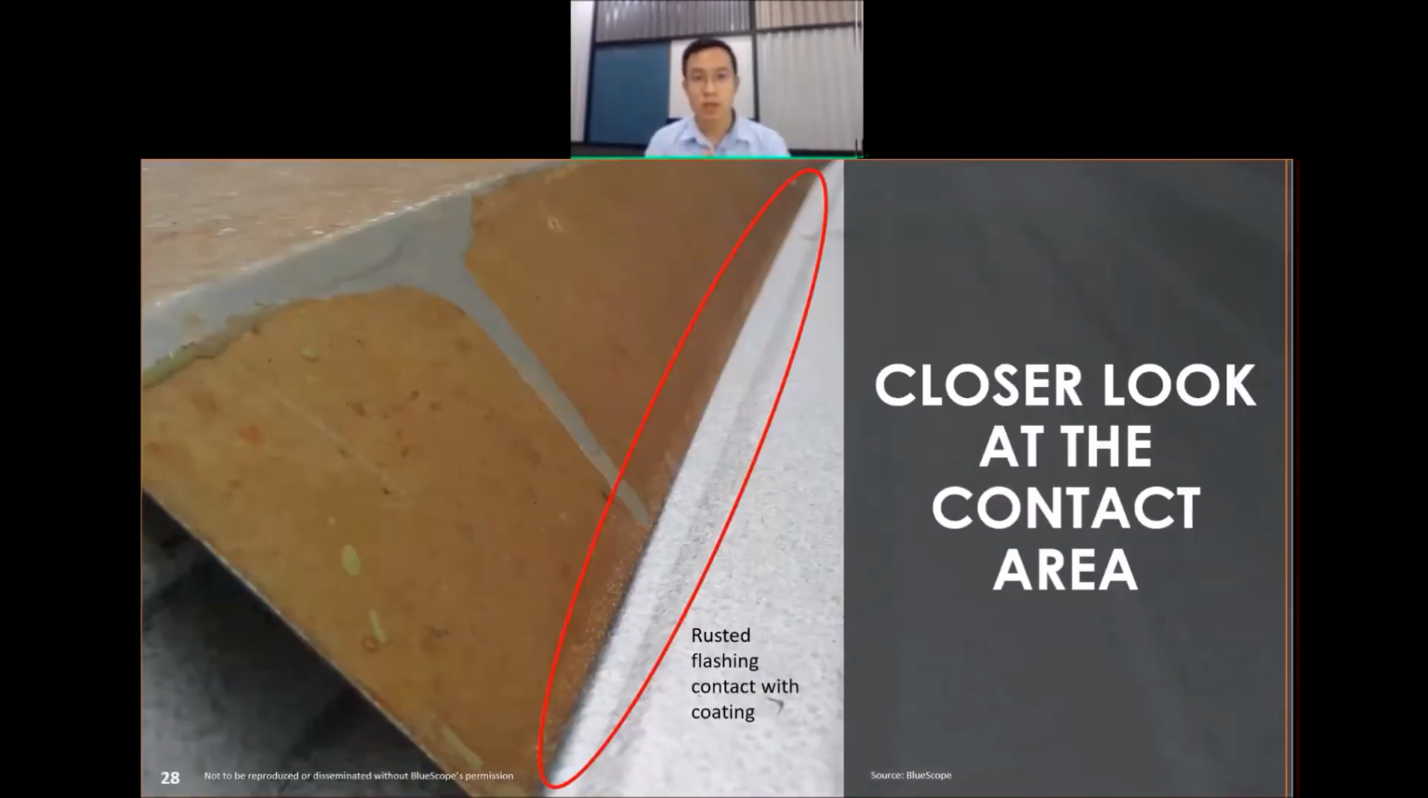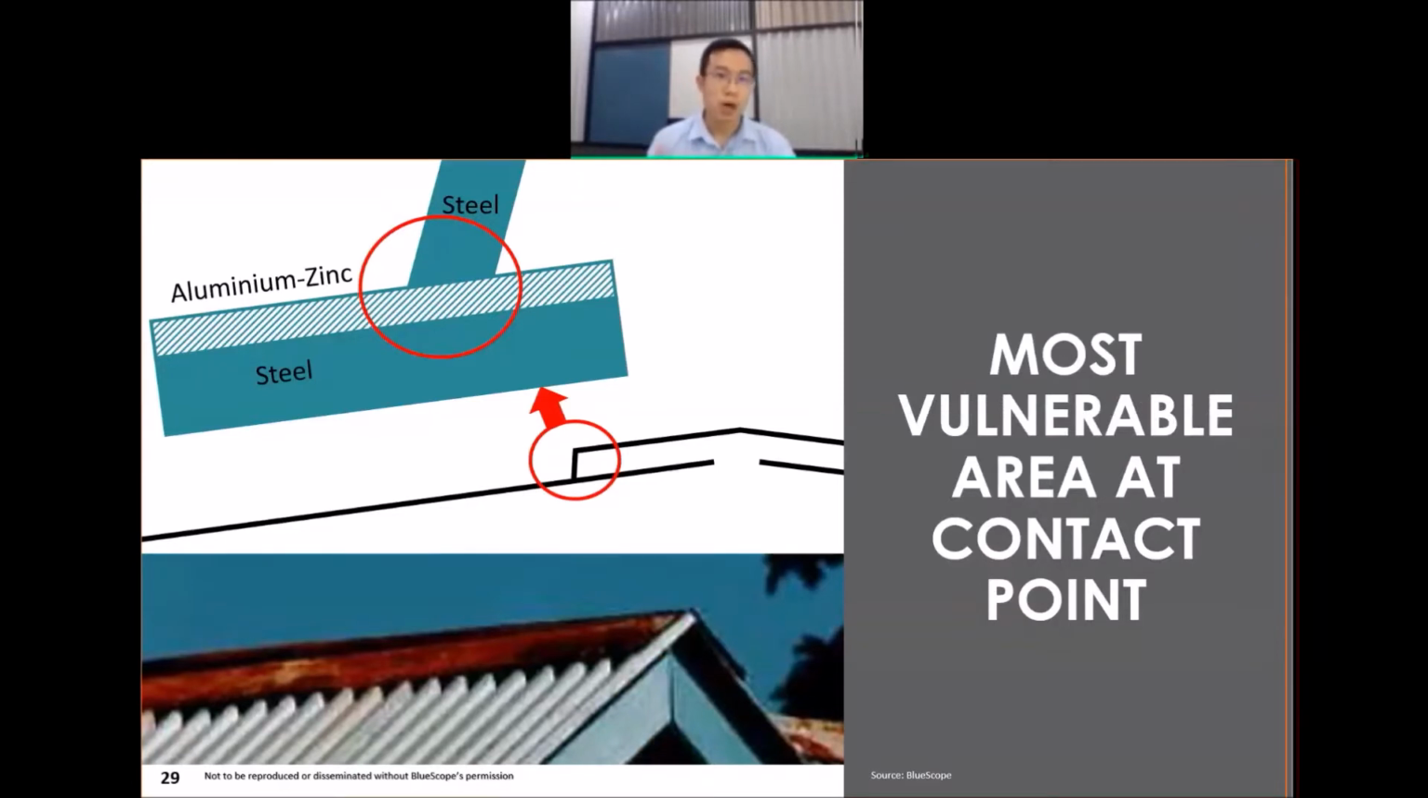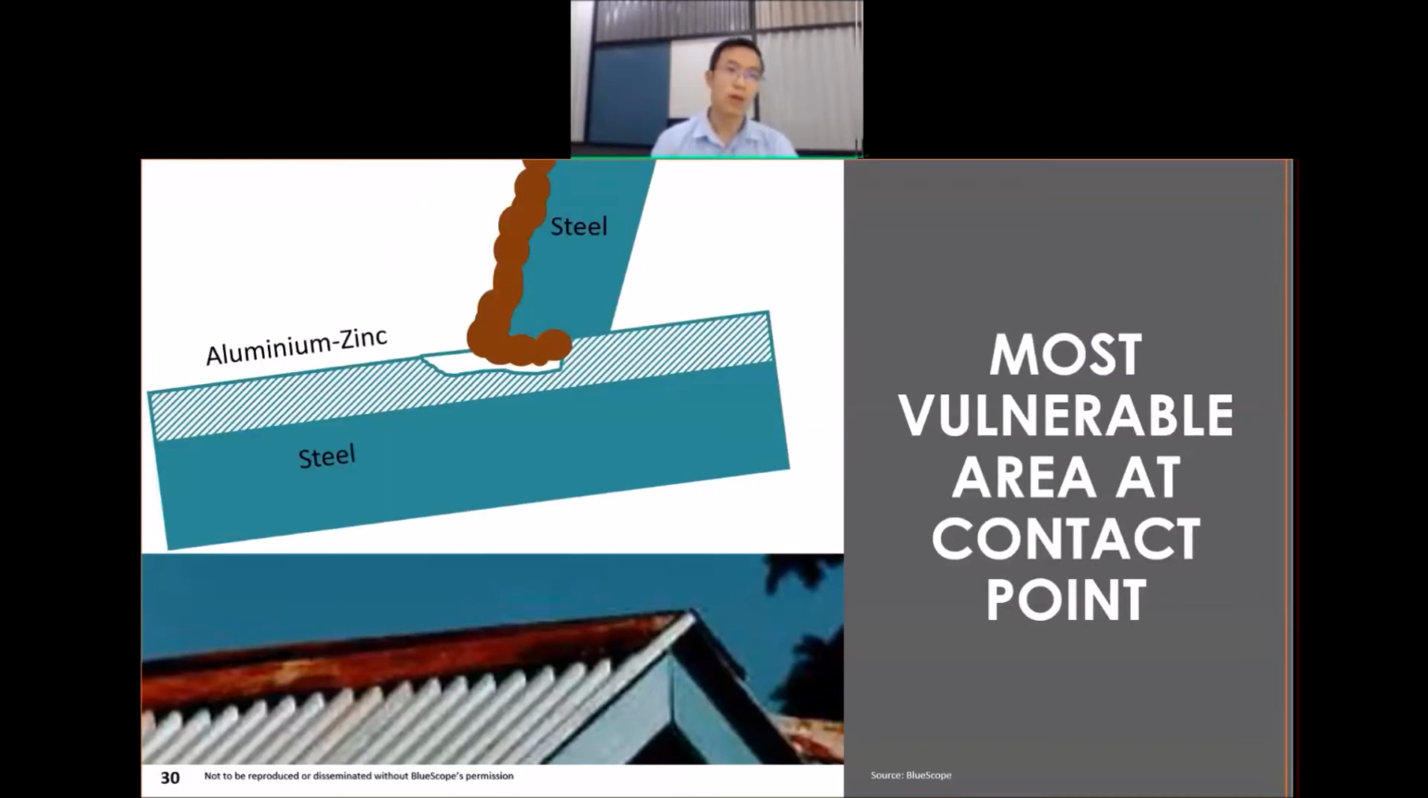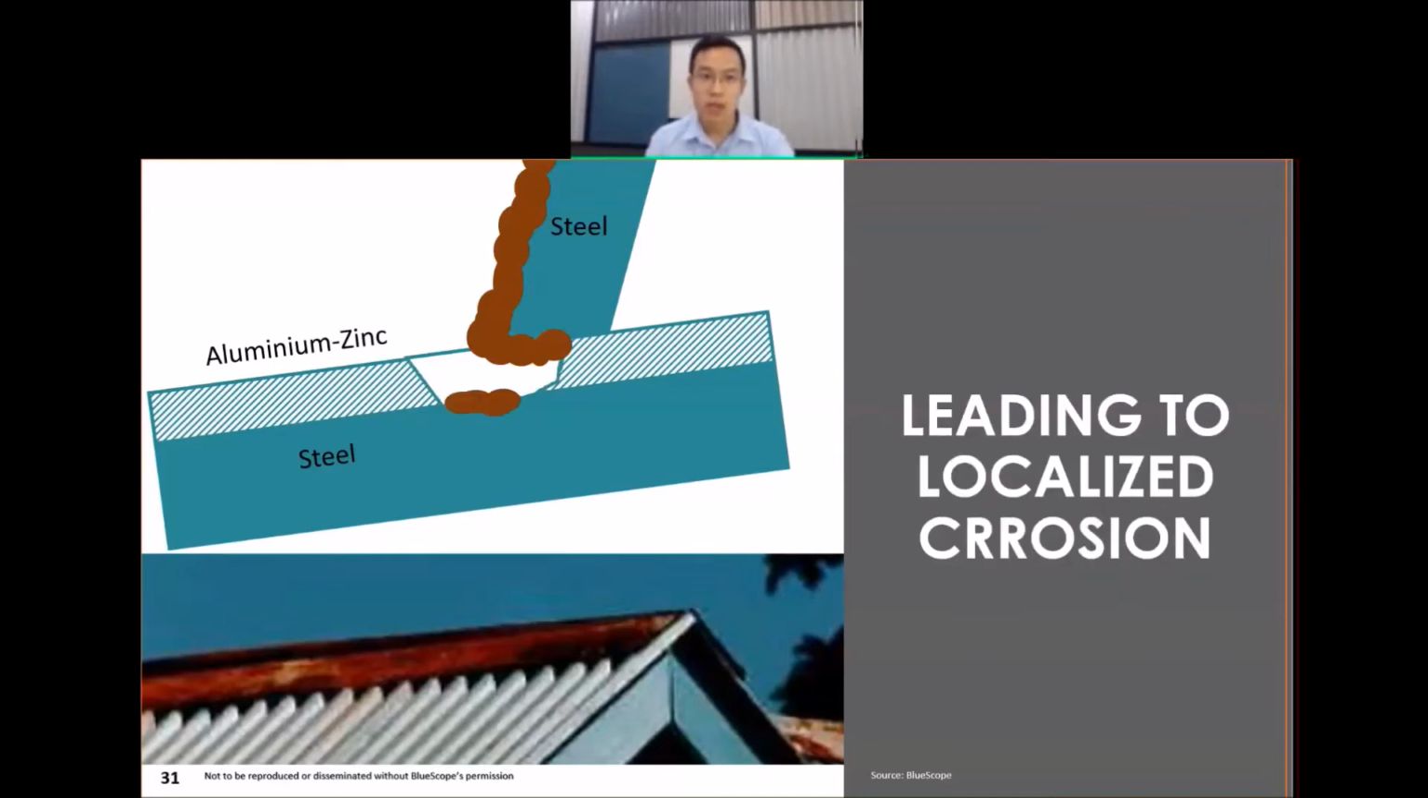So let's look in closer, for example, at the flashing and cappings. If the rusted flashing and capping is in contact with the coated steel, what will happen is that over time, at the contact area, the galvanic coating, which is aluminium and zinc, will work harder to protect both sides of the steel. And over time, the rusted one seems like the stains will cover the aluminium and zinc, but even further down the road, this is what you will see. It will lead to the galvanic coating being depleted much faster and leading to localized corrosion.